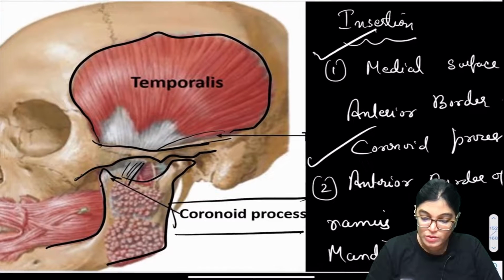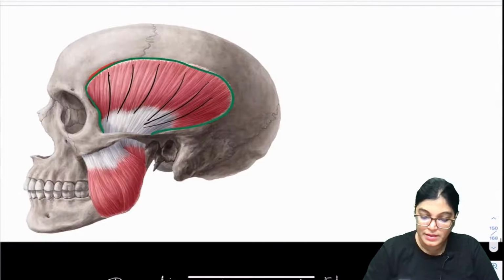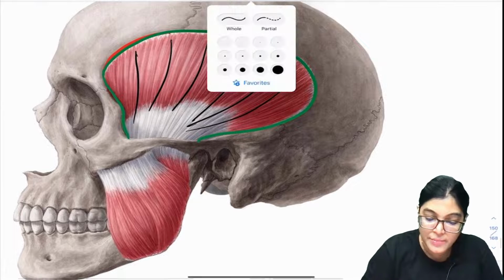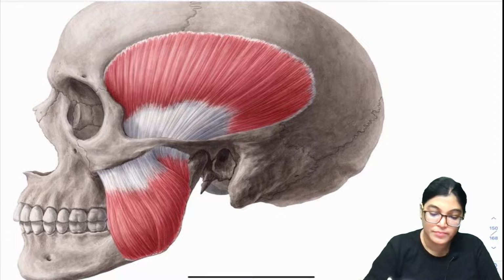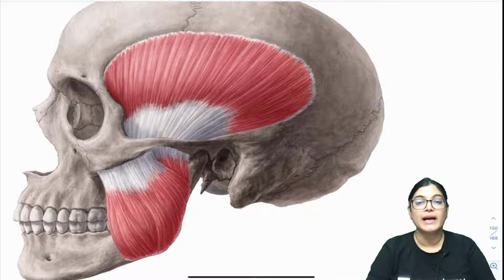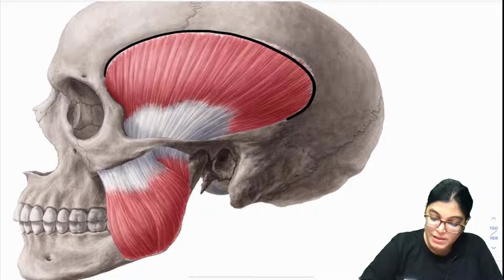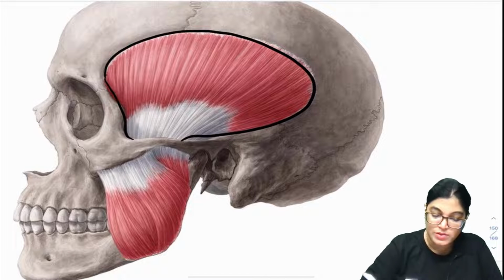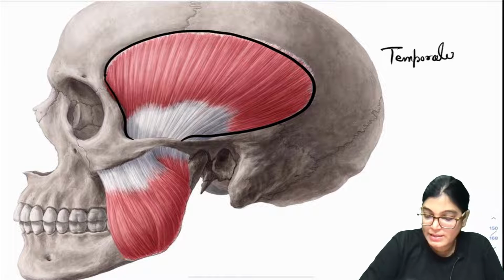Let me enlarge this diagram. I want to describe a few fibers. What I told you, it has anterior fibers, intermediate and posterior fibers. Here is the outline of the whole temporalis muscle, and I just want to tell that this whole muscle is fan shaped. Temporalis muscle as a whole is a fan shaped muscle morphologically.